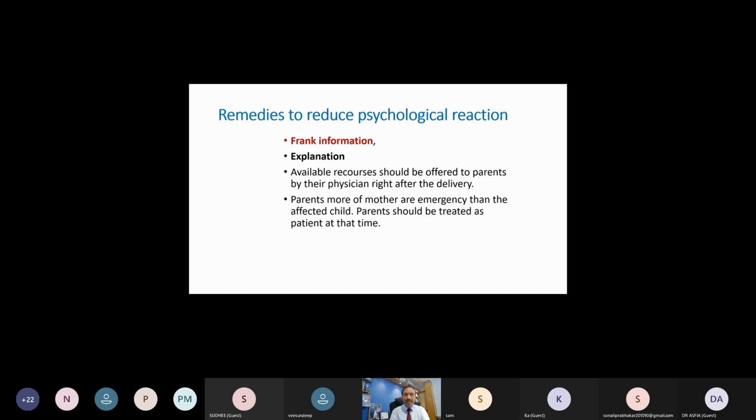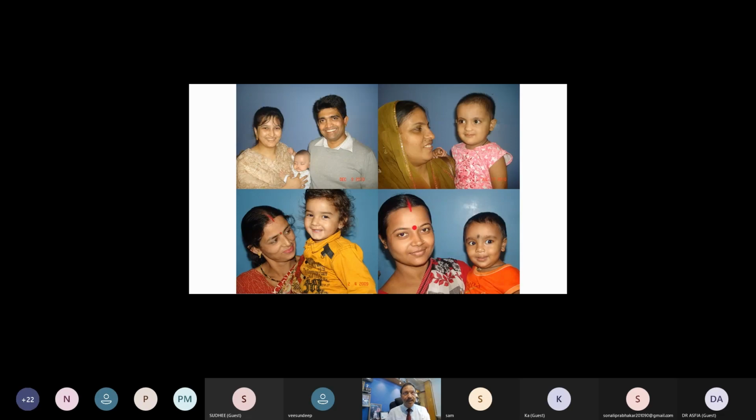The parents, more so the mother, are more of an emergency than the affected child, because the child doesn't know, but the mother does. The parent should be treated as a patient at that time. Most of the parents become very, very happy after they see the repaired lip of their child.